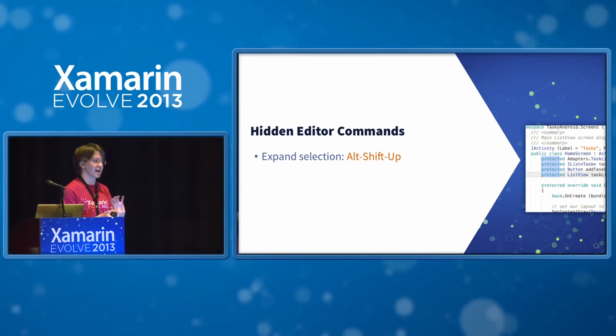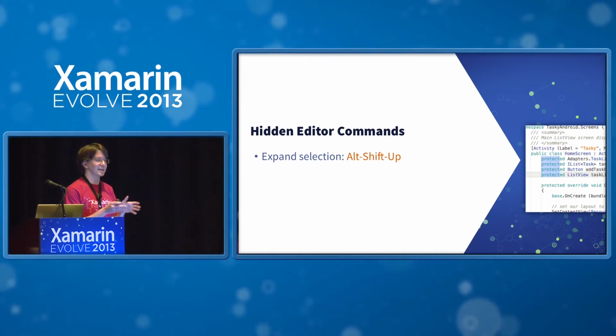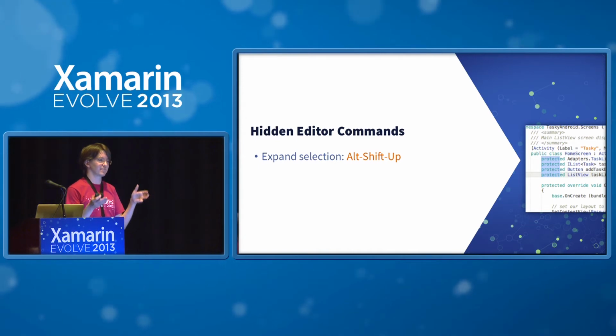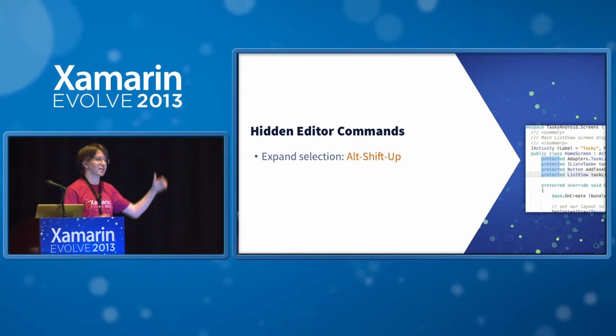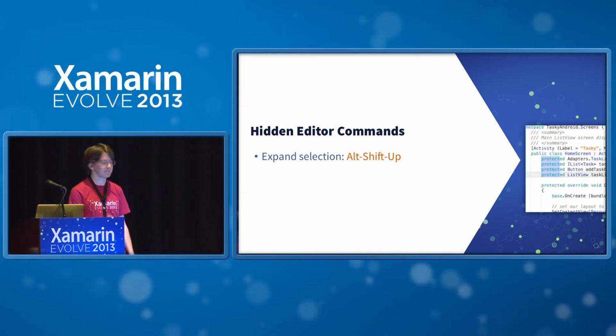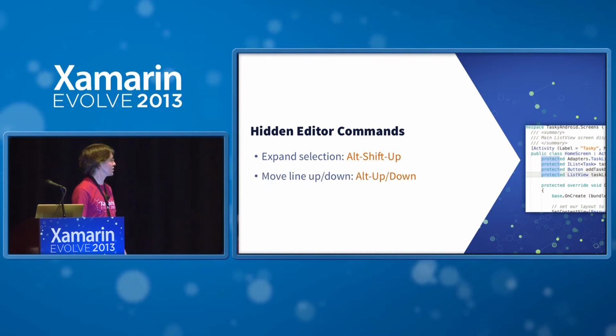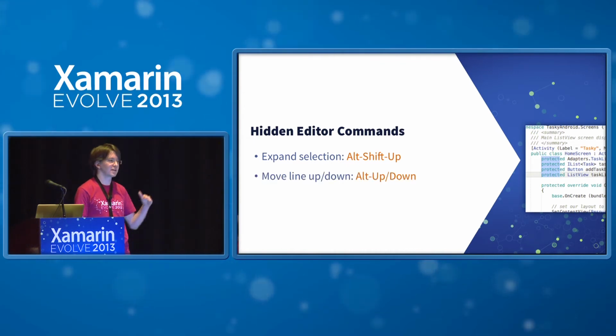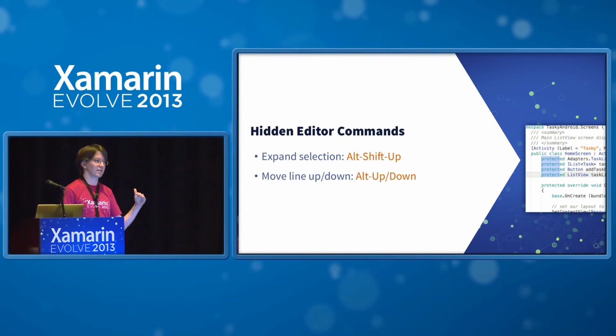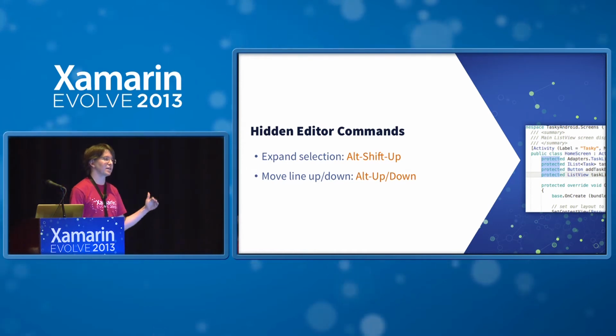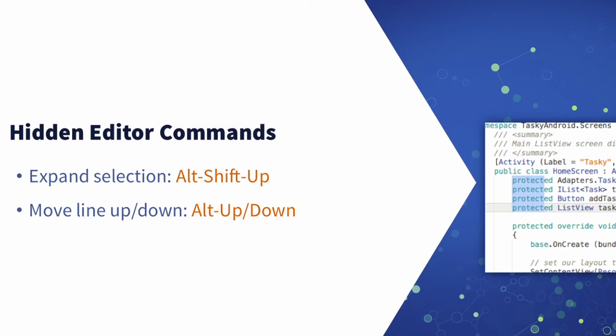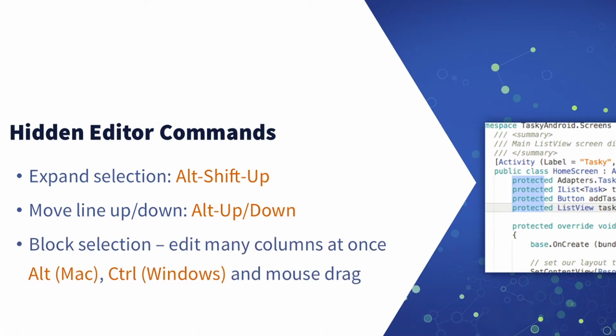So you can easily select some sub-expression, then just extract local to pull that sub-expression out to a local. Also, Alt-Up and Alt-Down take the current selected line or the line that the caret is in and move those lines up and down. So if you're just trying to reorder a few things within a method, that is also a very useful command.